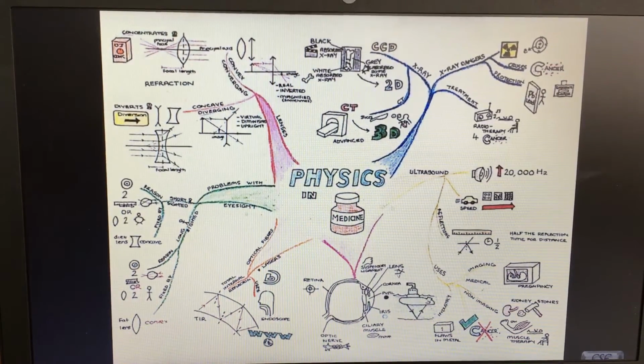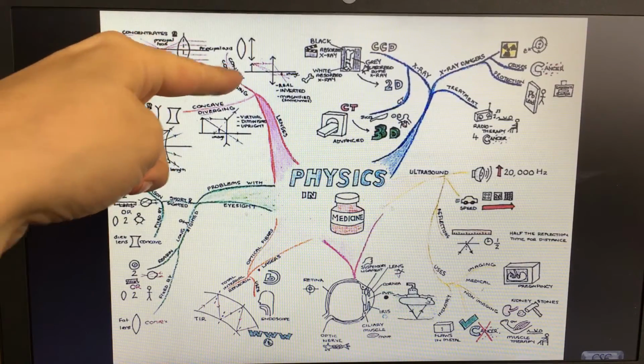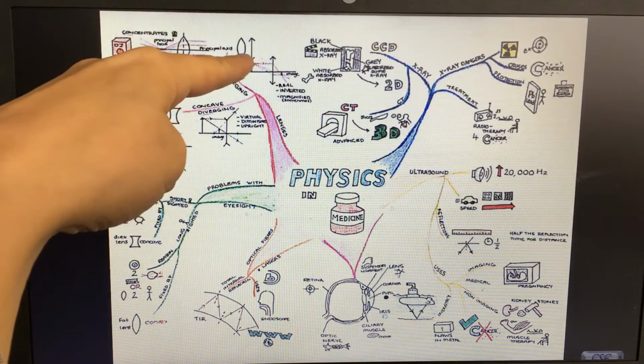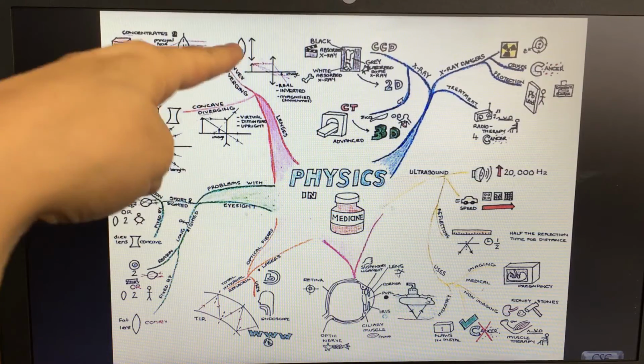If we go through the converging or convex lens first, this is what it looks like, but on a diagram it would be shown like this.